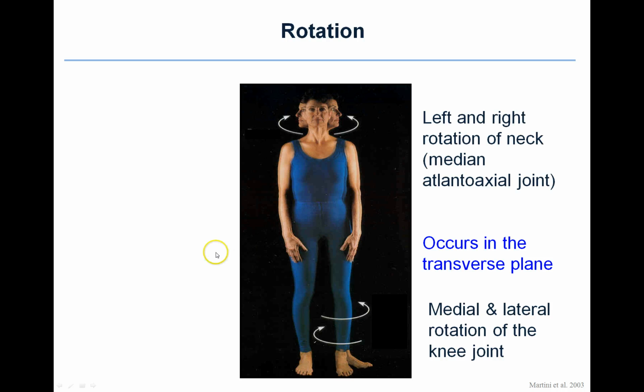A third movement that occurs is rotation. Rotation specifically occurs along the transverse axis. You can see an example of rotation of the neck, which is occurring in the median atlantoaxial joint, and the rotation of the knee joint here. Note that there are many other specific movements of synovial joints, and it's important that you refer to your manual to go through others that are of importance.